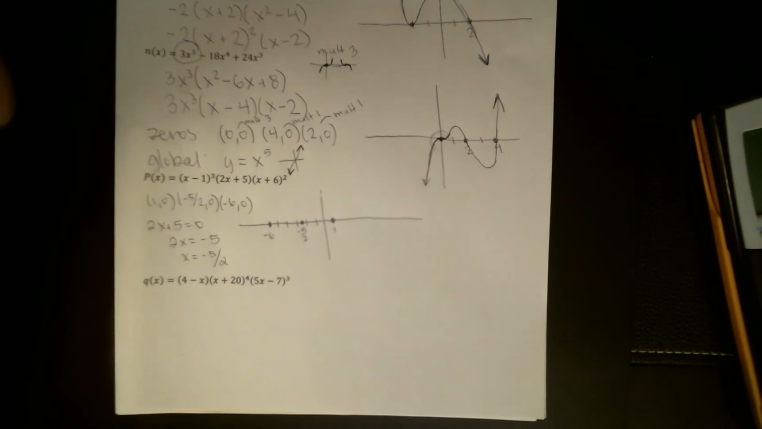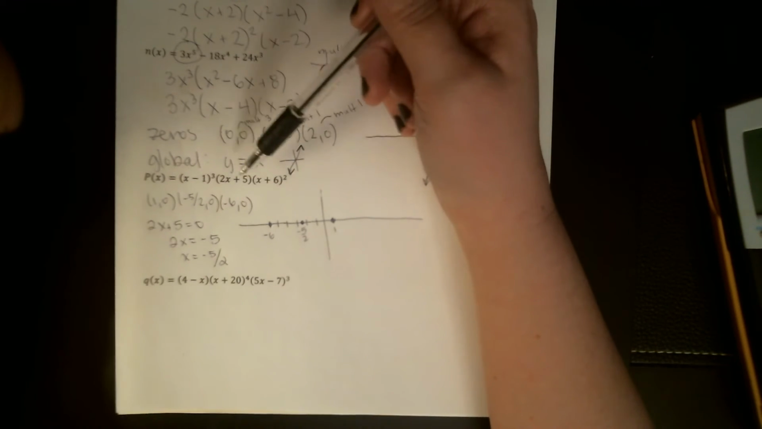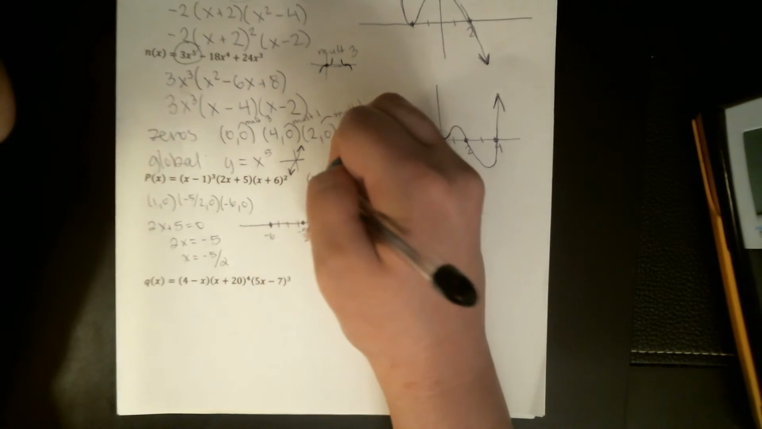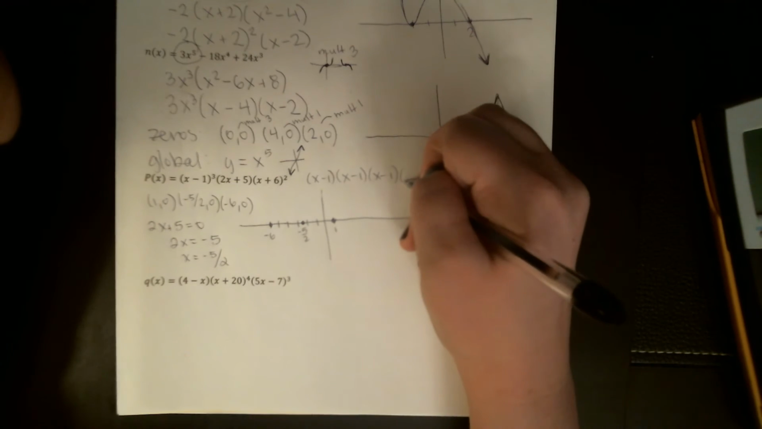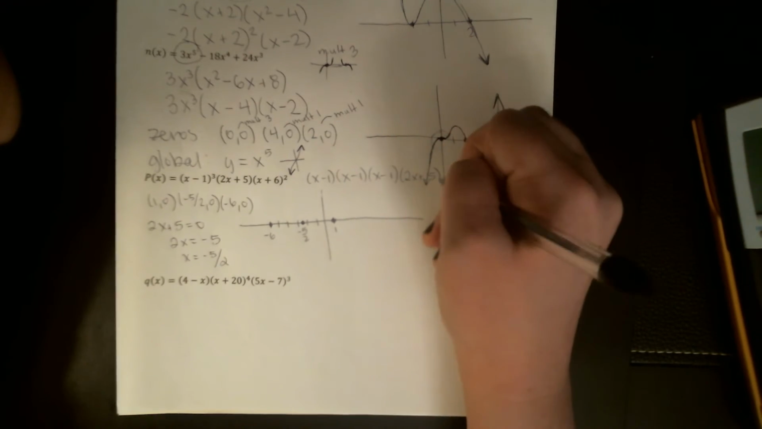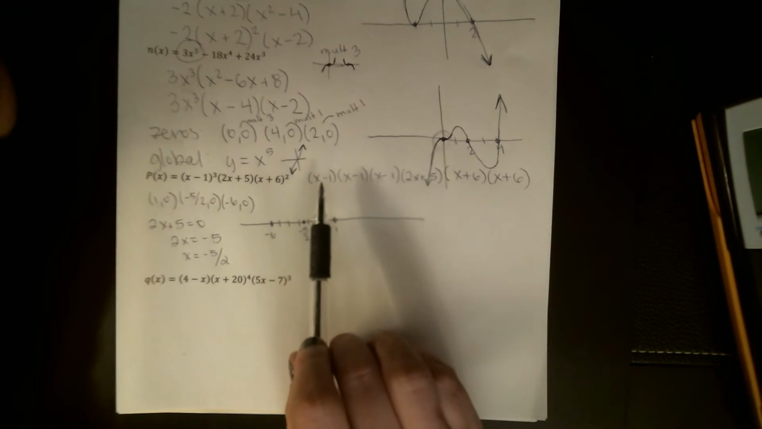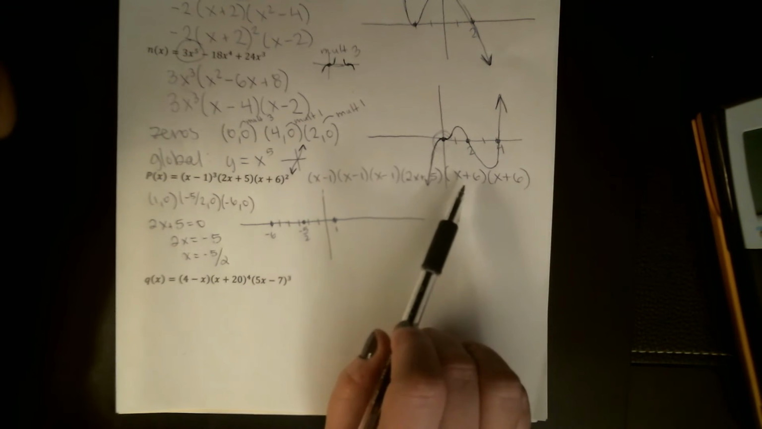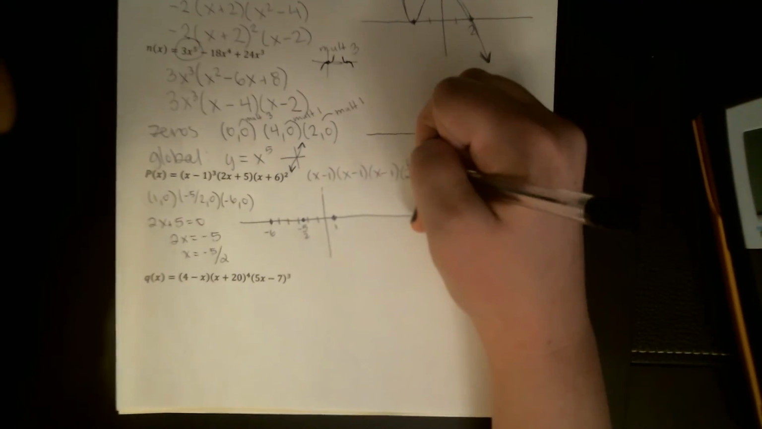Global behavior, we want to be a little careful here. The degree of this thing, some people will look and not be careful and they'll say this is third degree, but it's not true. What we really have here is an x minus 1 times x minus 1 times x minus 1 times 2x plus 5 times x plus 6 times x plus 6. So if we imagine multiplying all of those together, we'll have x times x times x times 2x times x times x. So 1, 2, 3, 4, 5, 6 x's. So it's an x to the 6th, and it will be a 2x to the 6th.